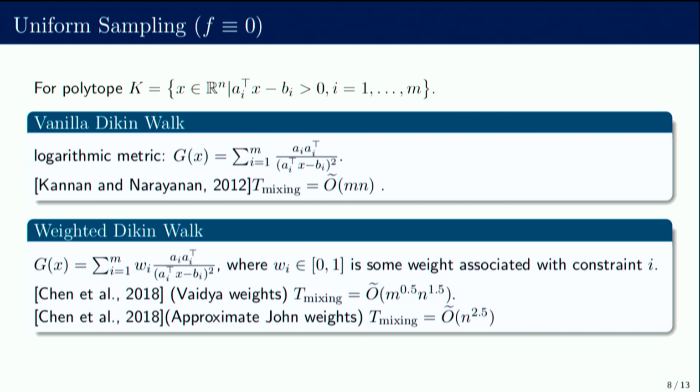This algorithm works well for uniform sampling, which means when f is always 0, then for such a polytope, you can prove the mixing time is O tilde of m times n, where m is the number of constraints and n is the dimension. You can also tune the mixing time dependency on m and n by imposing weights on each of the constraints. If you use Vaidya weights, you have a mixing time of m to the 0.5, n to the 1.5, and if you use approximate John weights, you have a dependency of n to the 2.5, not really depending on m.